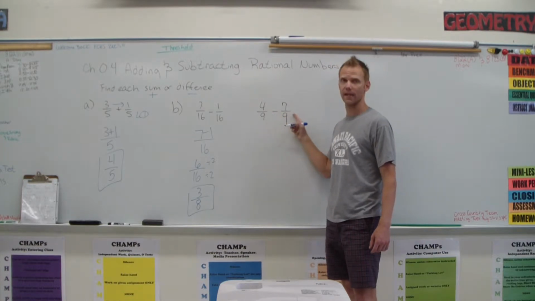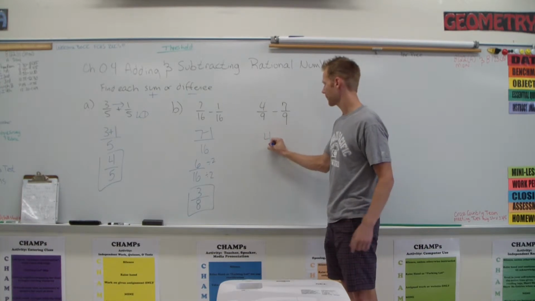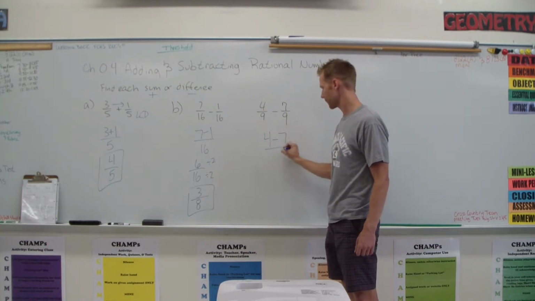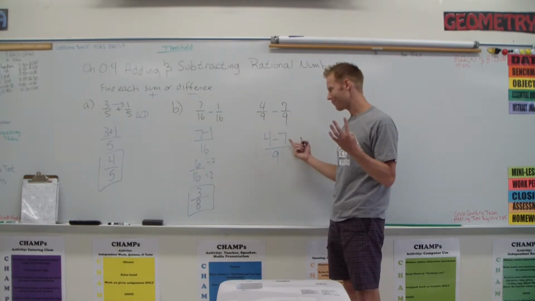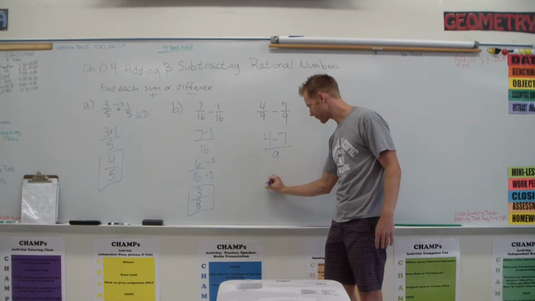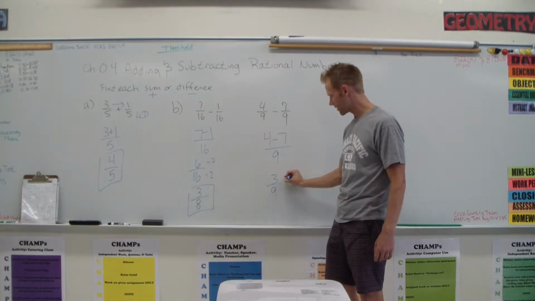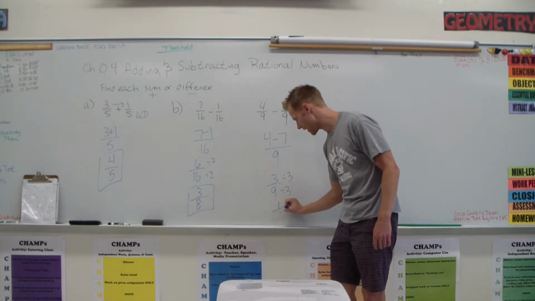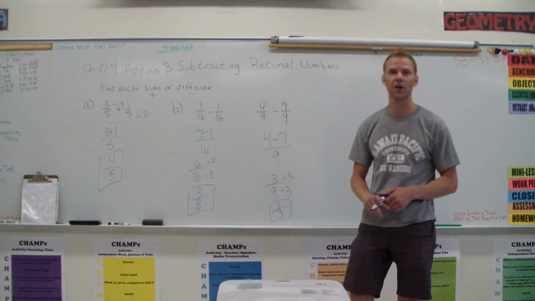4/9 minus 7/9. We have a common denominator. So I have $4, but I owe somebody $7. If that's the case, right? If I had 4, I could pay them 4 and I'd still owe them 3. Well, 3 and 9 are both divisible by 3. 3 divided by 3 is 1, and 9 divided by 3 is 3, or 1/3.